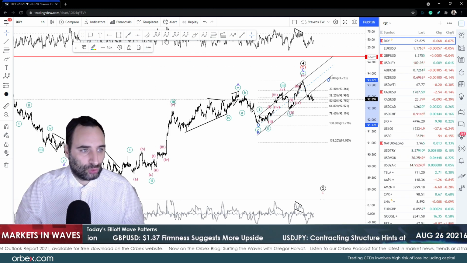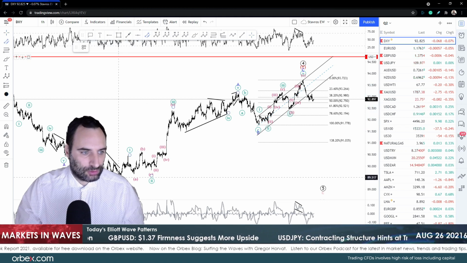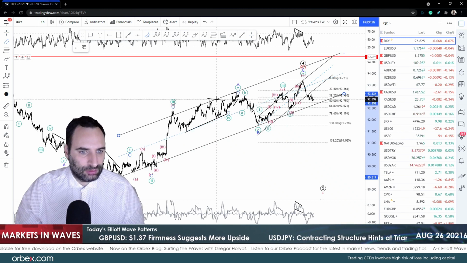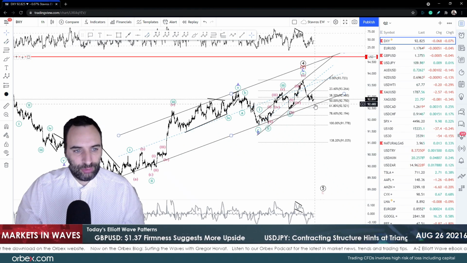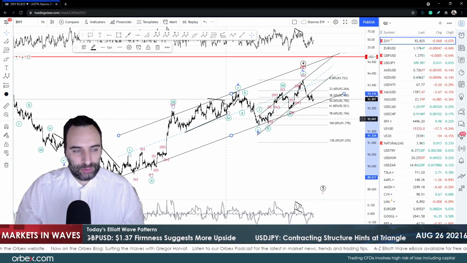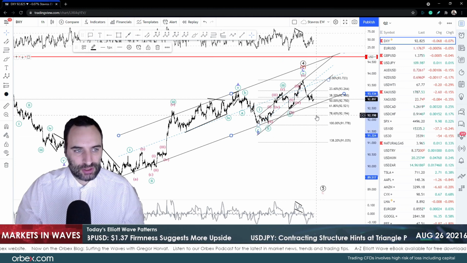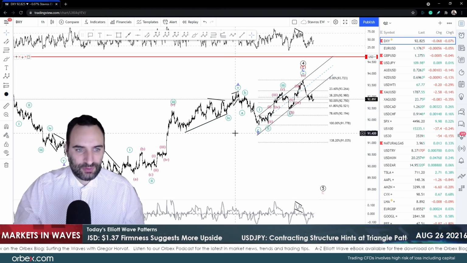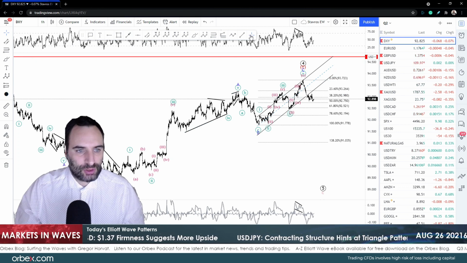What else we ought to do, as correct practice, is mark A and B, and wait for the break outside this channel. This is where the trend change is likely to take place. If, of course, we start moving higher again, then the situation is going to get a bit more complicated.